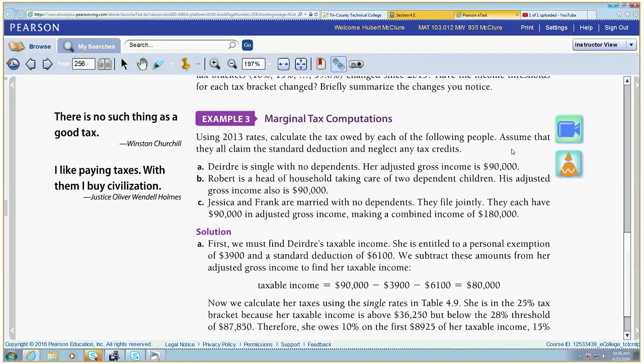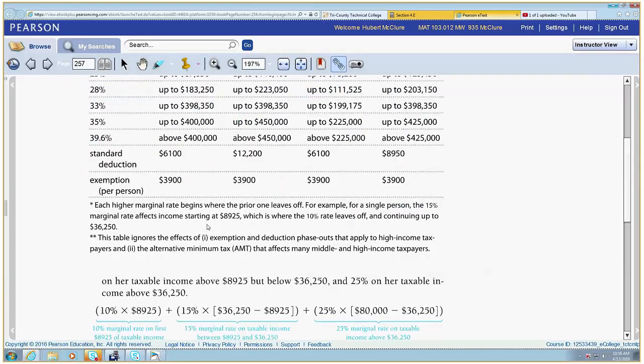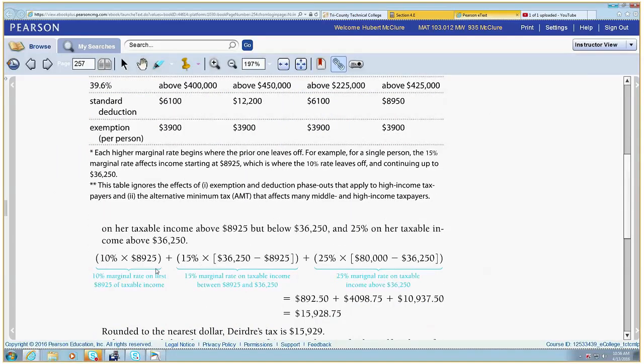Using 2,000, assume that Deidre is single with no dependents. Her adjusted gross income is $90,000. All right, you go through and take off anything, now savings accounts, that's not taxable. IRAs, not taxable. Anything retirement funds, not taxable. So you take that off of the income, and she ends up with $80,000. Now she takes that $80,000, and this is the part I want you to read about right here. That $80,000, here it is. Her first $8,925 is what? At 10%, and you get a number down here.